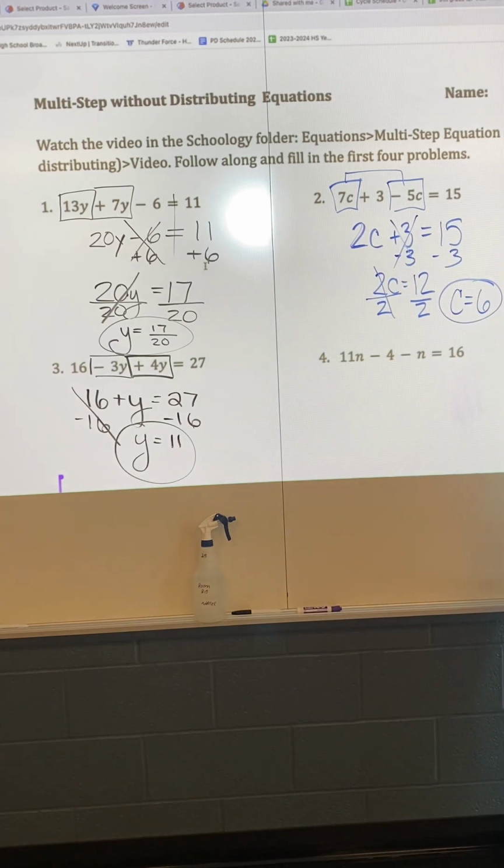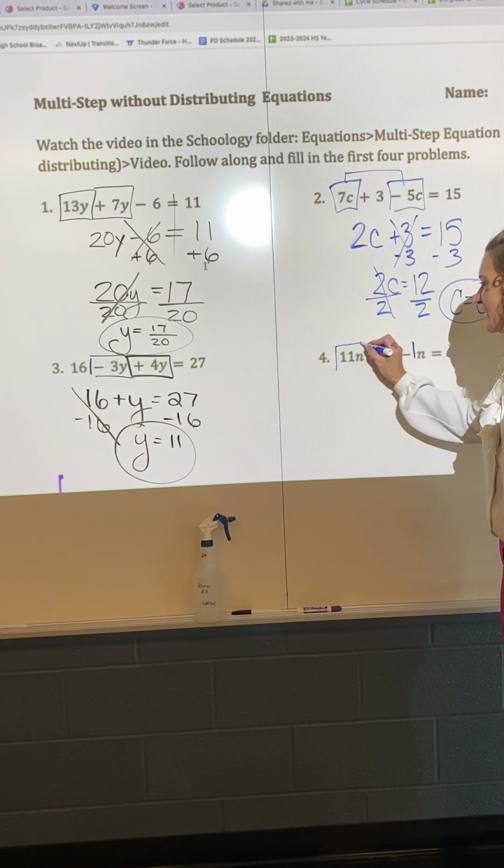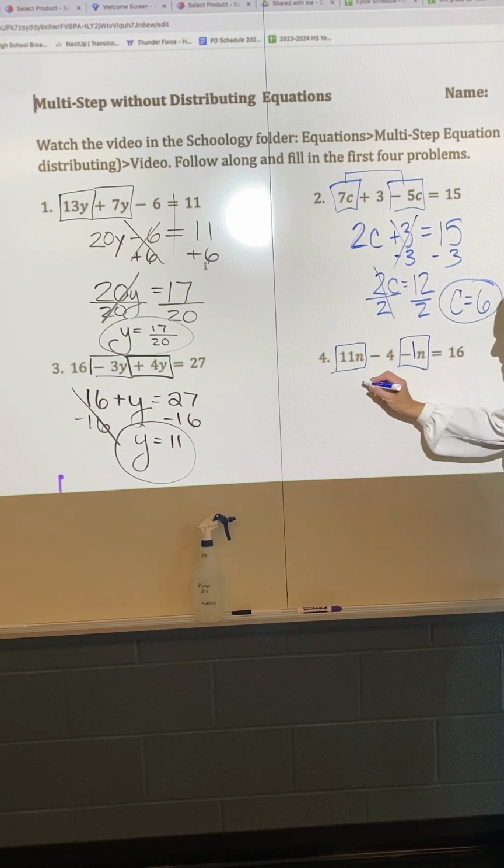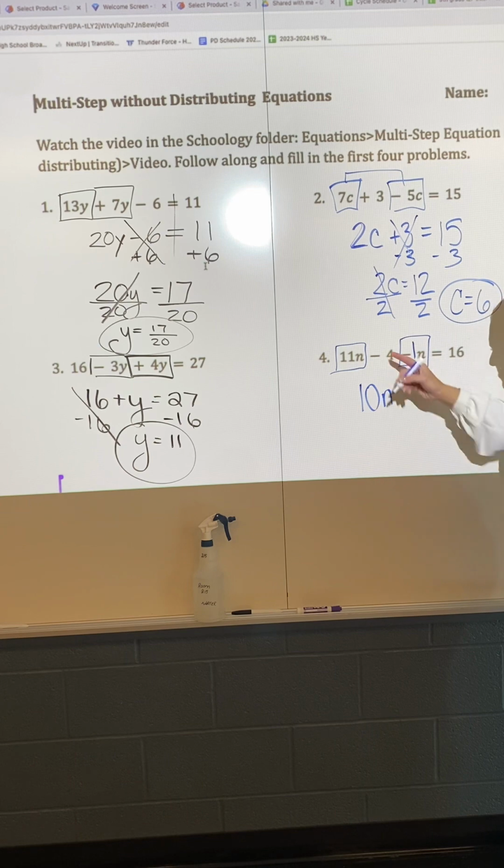I notice with number 4 that I have a negative n. That's also a negative 1n. So if I'm combining my like terms on number 4, I want to make sure I combine 11 and negative 1, which together give me 10n. And I'll bring down everything else. I still have negative 4 equals 16.